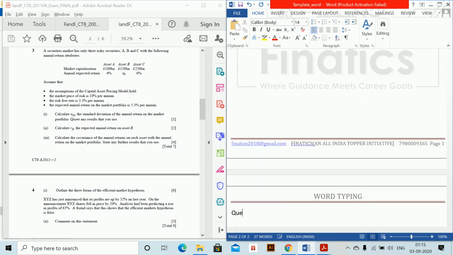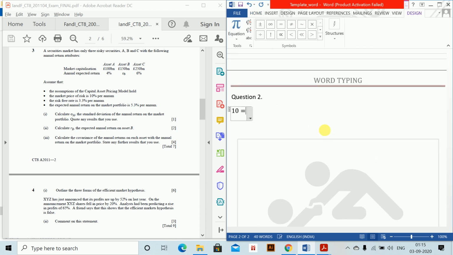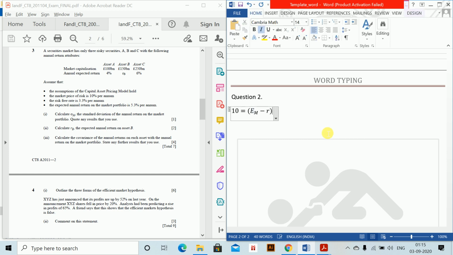So question 2. We have that the market price of risk 10 equals (E[M] − r) divided by σ, which equals (5.3 − 3.3) divided by σ_M, which leads to σ_M equals 0.2, or 20%.